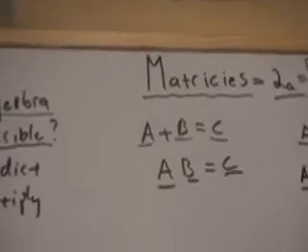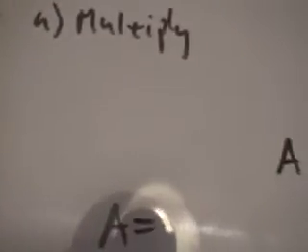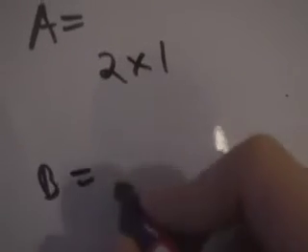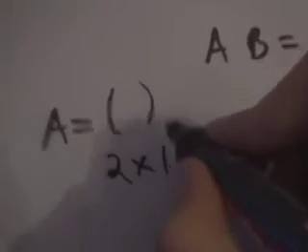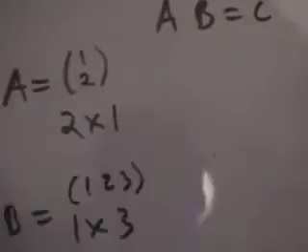Now, like with addition and subtraction, the first thing you need to ask yourself when you're about to multiply matrices is: is it possible? With addition and subtraction, we said if the orders are the same, it's possible. If they're not, it's impossible. But with multiplication, it's a little bit more difficult than that. So we have a 2 by 1 for A, and for B we have a 1 by 3. Let's do this. 1 and 2. And this one would be 1, 2, 3.